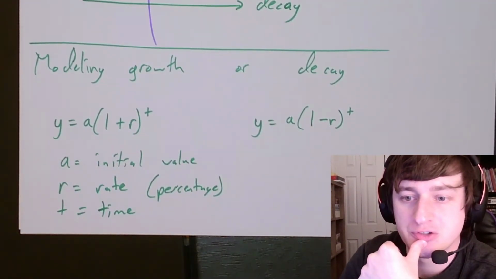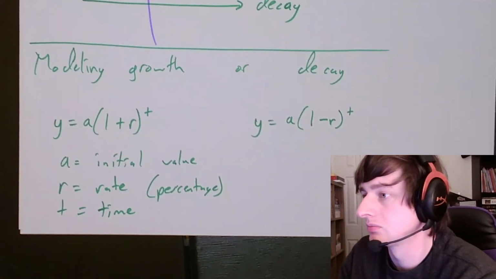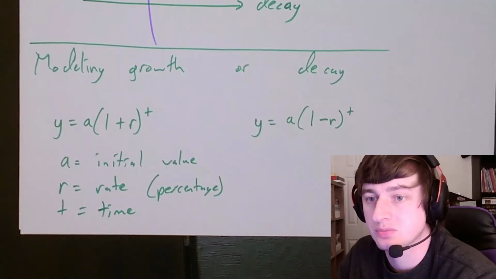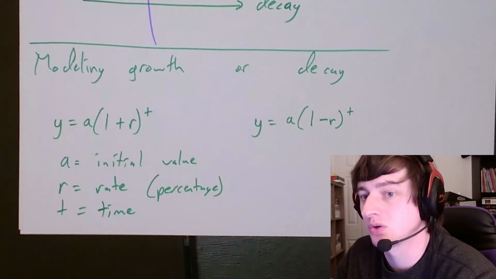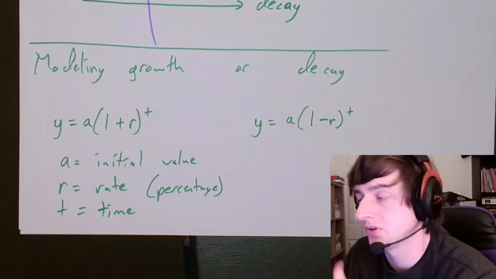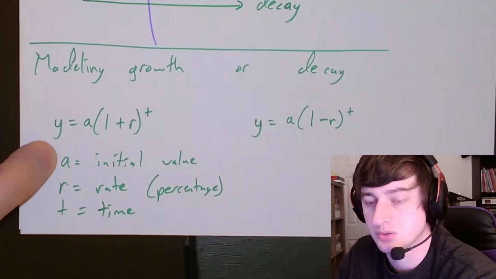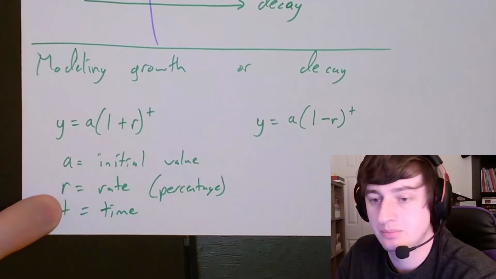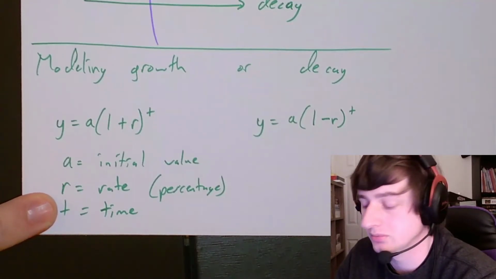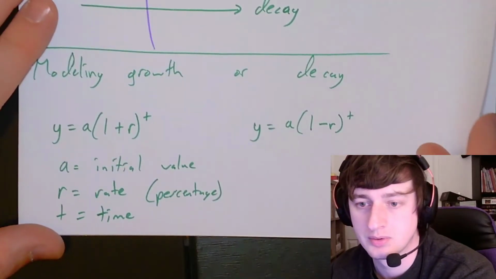We have some initial starting value, like a car. We paid this much money for it, and it's depreciating, which means it's worth a little less every year. I bought it new for this much money, and it's worth a little bit less every year. So I have some initial starting value, how much it was worth. It's decreasing by some rate. And how many years in the future do I want to check? Well, this long. So let's actually do one of those.